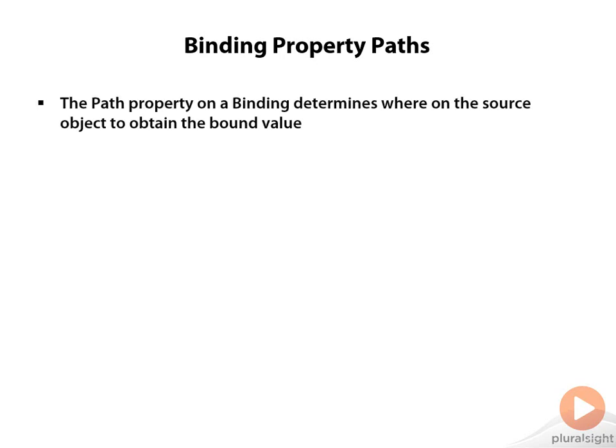Once the binding has figured out what the source object is, the next thing it needs to know is where to go on that source object to obtain the value it's going to use to set the target property. And that's where property paths come in. The path property on a binding is what determines the property path. Typically, it's going to be a simple value, but it could be a complex path.